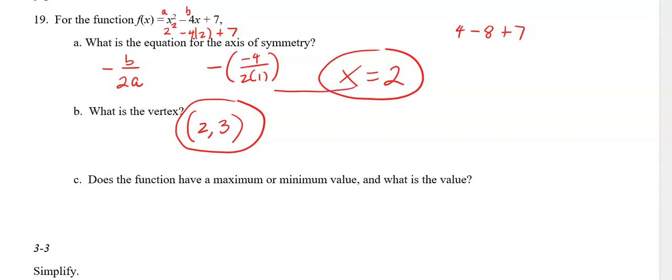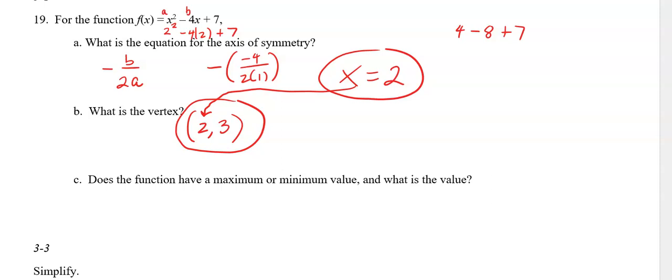So just keep in mind that when you find the axis of symmetry, you've already found the x-coordinate of the vertex. So just plug that number in. Does this function have a maximum or minimum value? Well, it depends. Can you identify how the parabola opens?